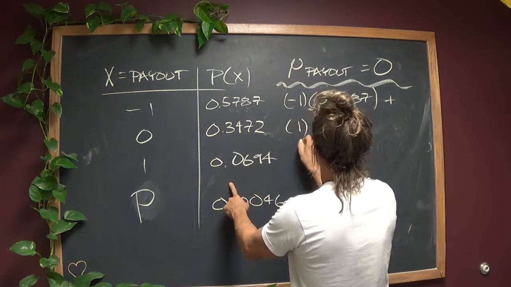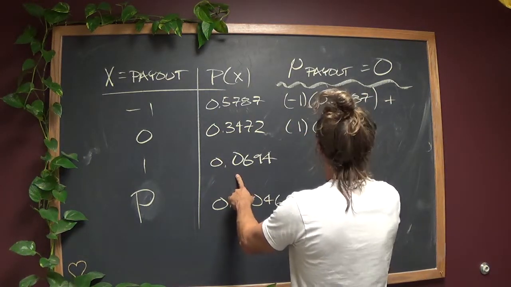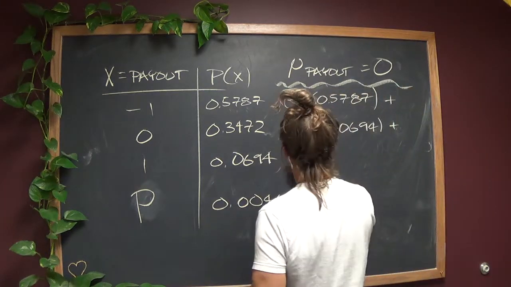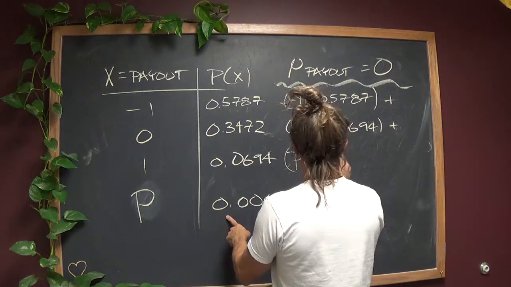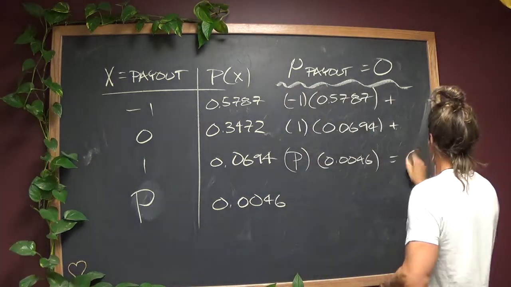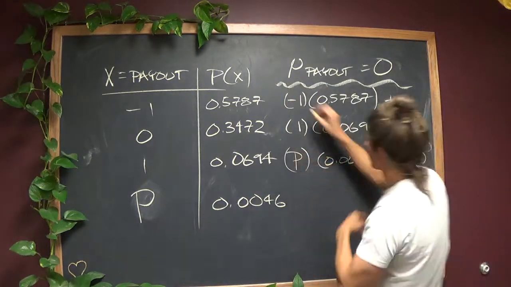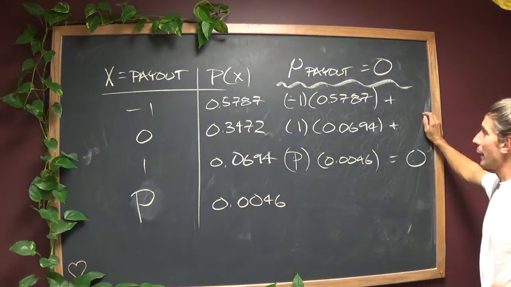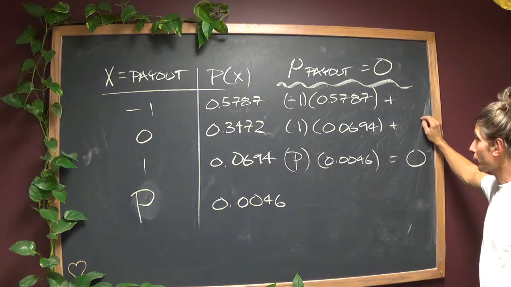Plus 1 times .0694 plus, this is the fun part, payout times .0046. And we want that to equal $0. These are all dollar amounts. I should have had the unit. This is the dollar, and $0. So now it's just a matter of solving this equation, okay?